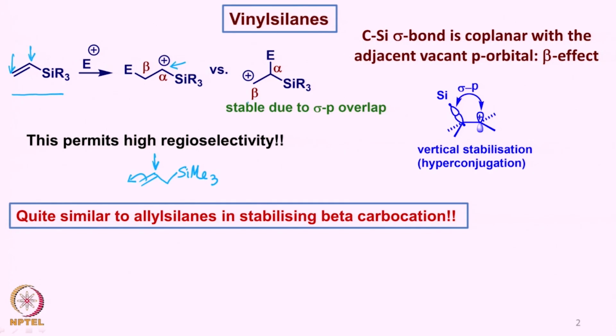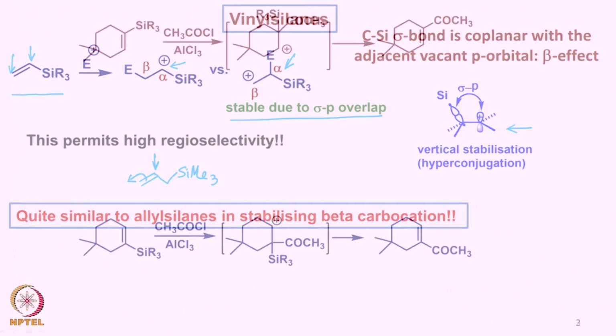But if it attaches onto the same carbon, that means the electrophile attaches to the alpha carbon which holds the silicon group, then we generate a positive charge on the beta carbon atom, and therefore it can be stabilized due to the same kind of overlap as we have discussed, where the sigma bond overlaps with the empty p orbital. It is a kind of hyperconjugation as we discussed last time. So it is very similar to the stabilization of the beta carbocation that we saw in the case of allyl silane. The only difference is that the electrophile attaches to the same carbon that holds the silicon group.